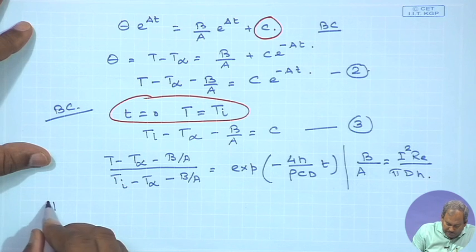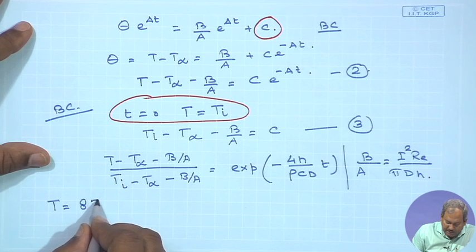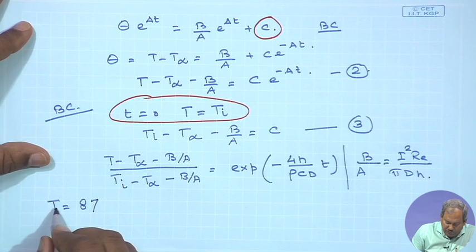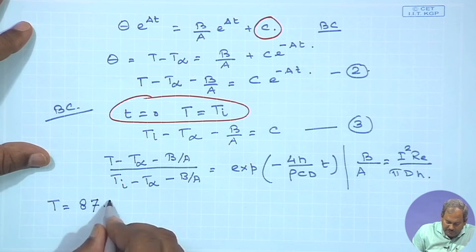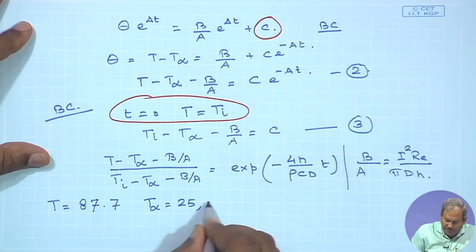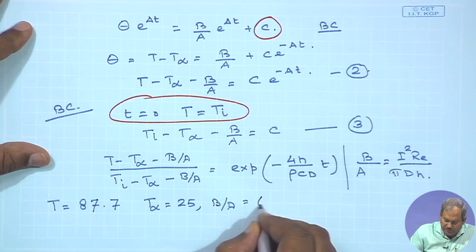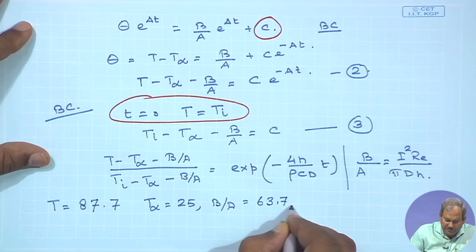So, the temperature is given as within 1 centigrade of the steady state temperature. The steady state temperature was 88.7. So, a final temperature within 1 degree of the steady state temperature would be 88.7. The T infinity is 25. The b by a, when you plug in the numbers in here, you would see that the number is 63.7.